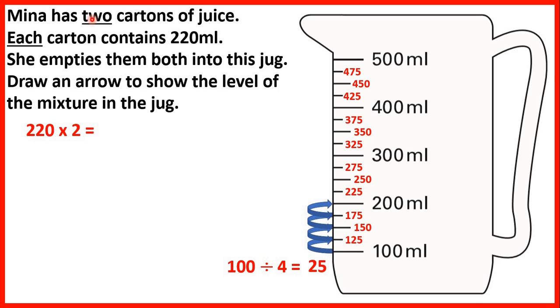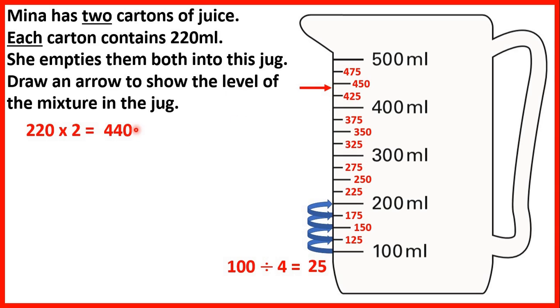Now she has 2 cartons, and each carton contains 220 millilitres, so we need to work out 220 times 2, or 220 plus 220. That gives us 440. So we need to draw our arrow here. So that's less than 450, but more than 425.